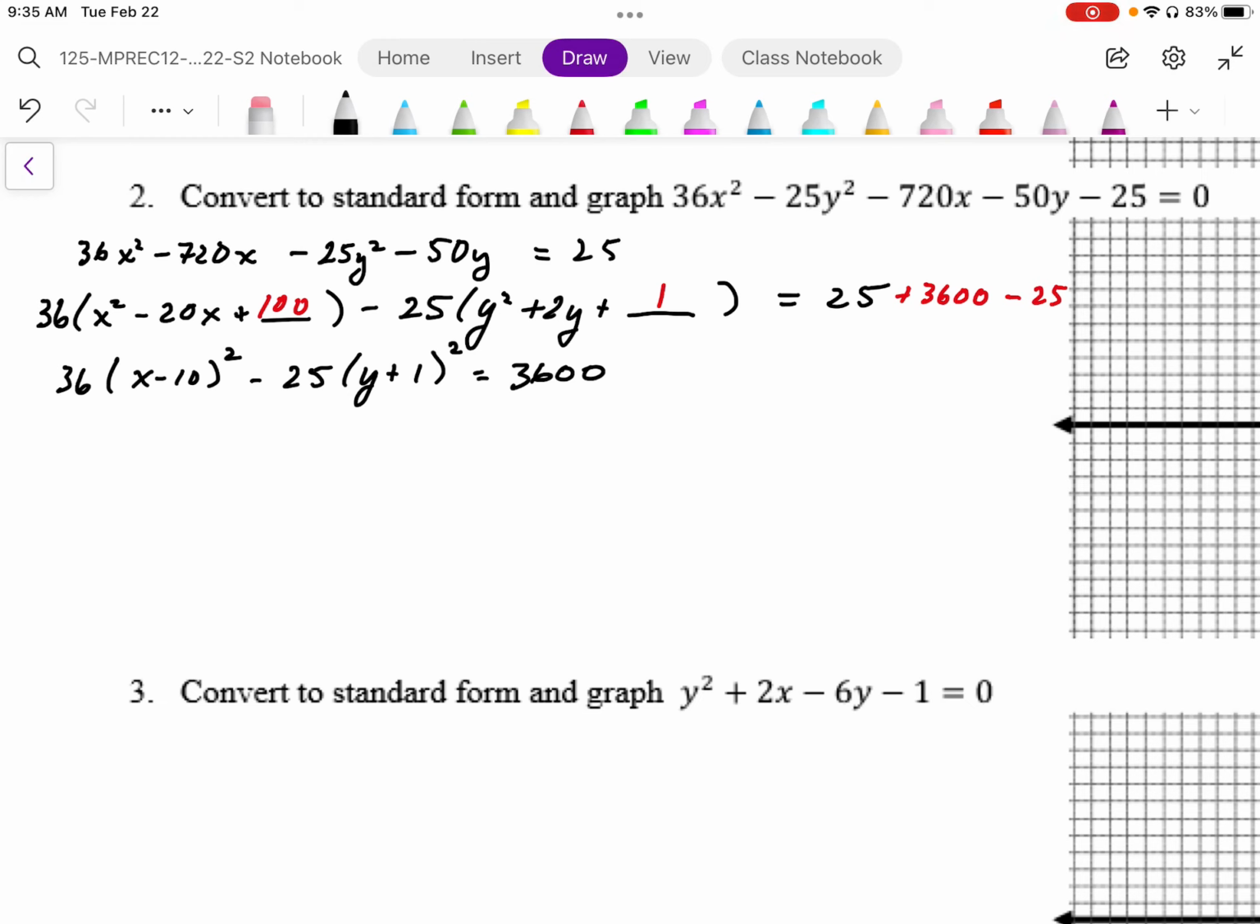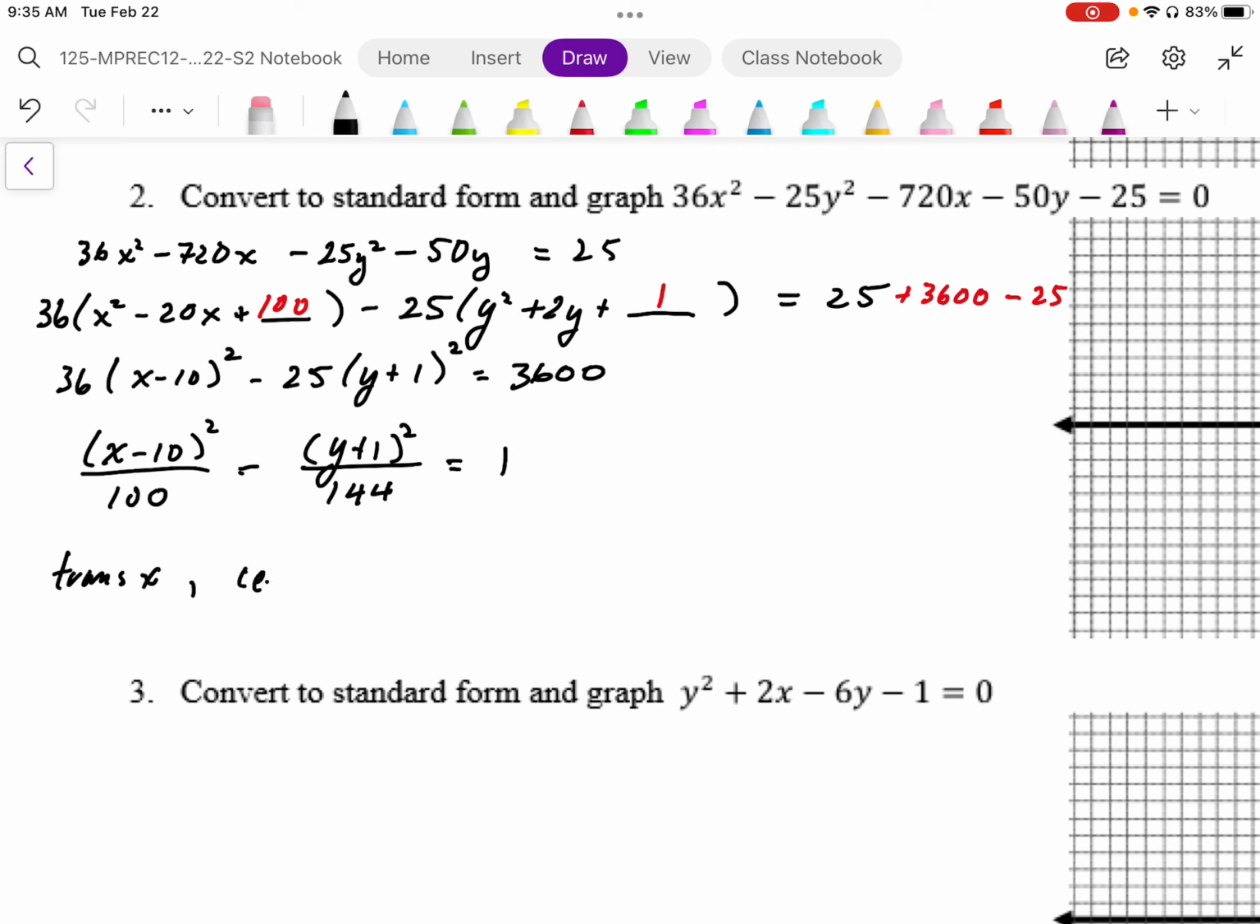I'm going to divide by 3600 to get my a and b. So x minus 10 squared, 36 over 3600 is just going to be 100. So a is equal to 10 because a squared is 100. And then 25 over 3600, I can simplify that fraction into 1 over 144. And this allows me to identify b is 12 because b squared is 144. This also, because that's equal to positive 1, it's a trans x. Okay, so first of all, it's trans x.